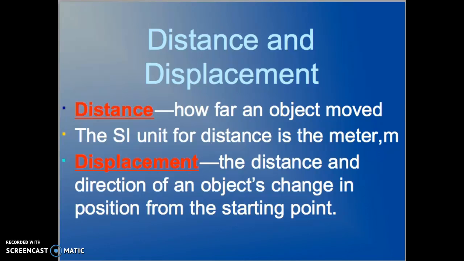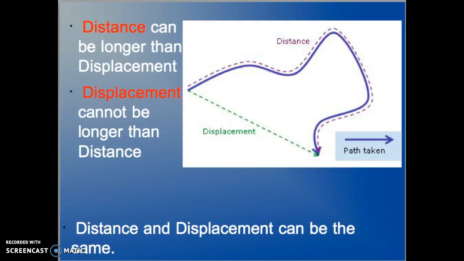Displacement is the distance and direction of an object's change in position from the starting point. So read that sentence and then look at this example. So it says distance can be longer than displacement, and displacement cannot be longer than distance.